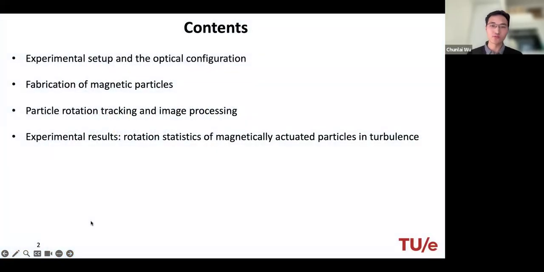This study is basically to introduce a new experimental platform that we have developed to do some research on particle-laden turbulence. So in this talk, I will firstly talk about the design of our experimental setup and then how we built our optical systems. And then I will talk about our magnetic particles, how they are made, what their main features are. And then after that, I will briefly explain how we do the rotation tracking for our particles and then the corresponding image processing. And finally, I will show you some results from the real experiments.